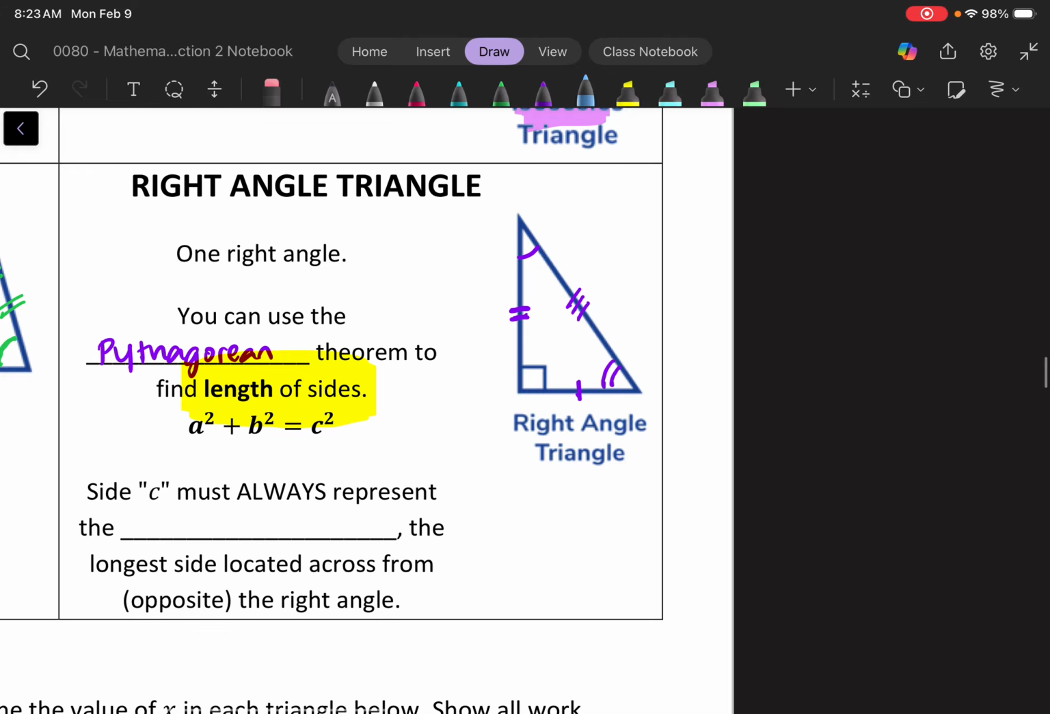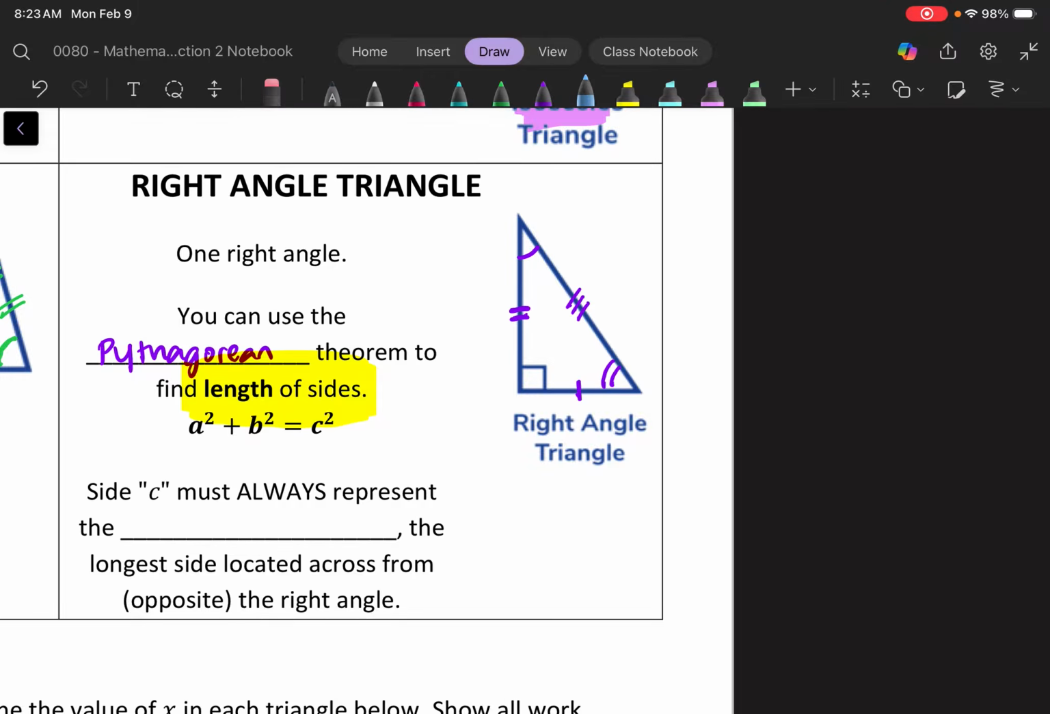Anytime we're talking about missing angles in a triangle, the only property we are using is that angles in a triangle will add to 180 degrees. We will never use Pythagoras to talk about angles. Pythagoras is only used to talk about side lengths, and it is also only used to talk about side lengths in a right angle triangle. So last year, you talked about Pythagoras. You talked about using that theorem, that a squared plus b squared is equal to c squared.